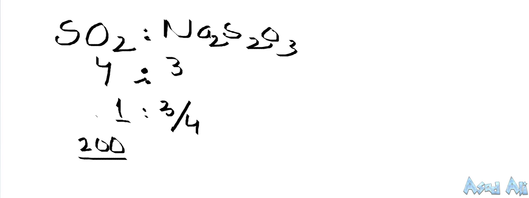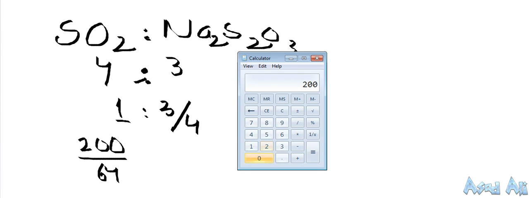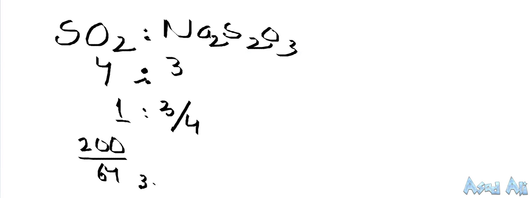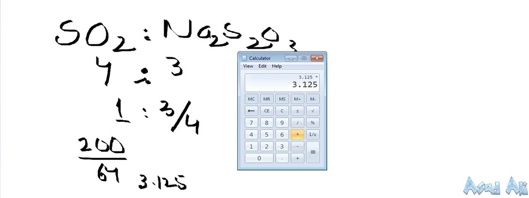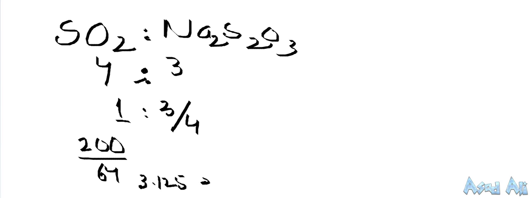Divided by, so 32 plus 32 will become 64. 200 divided by 64 gives 3.125 moles. We'll multiply 3.125 by 3 and then divide it by 4. That will give 2.34 moles. So the least number of moles is produced by SO2.